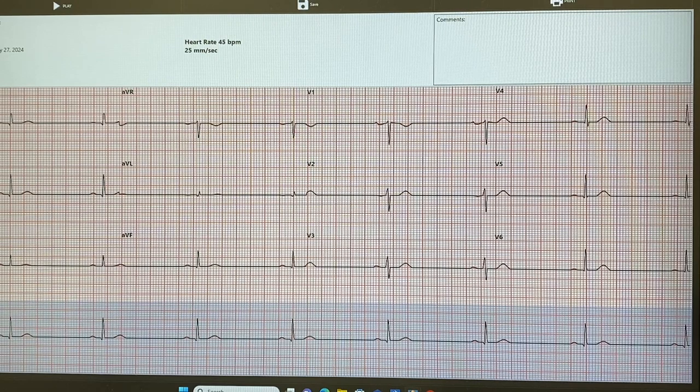So how many big squares? And then count that by 5s. 1, 2, 3, 4, 5, 6. So 6 times 5, or 5, 10, 15, 20, 25, 30. Then 30 plus how many small squares? 1, 2, 3. So 33. What constant number do we use? 1500. 1500 divided by 33.